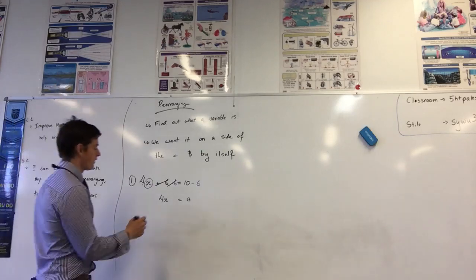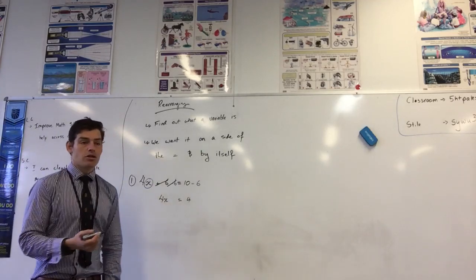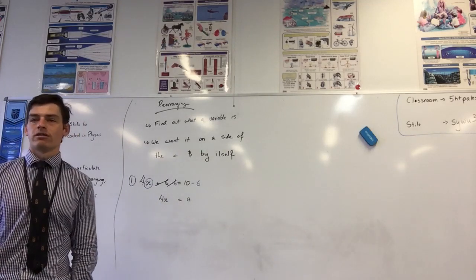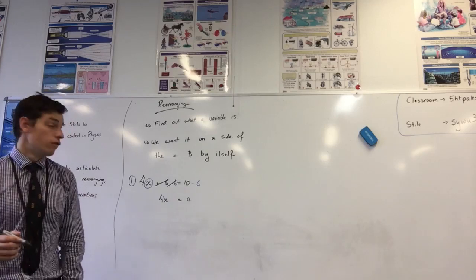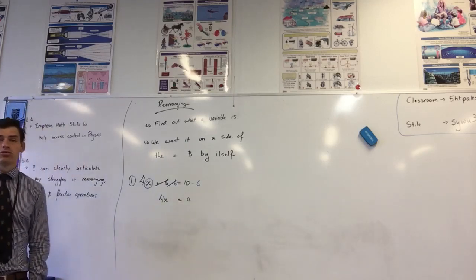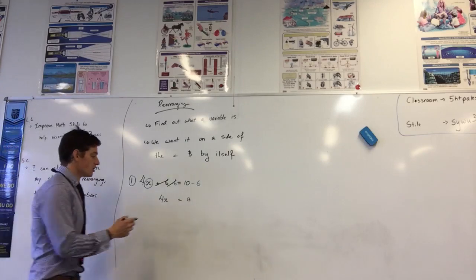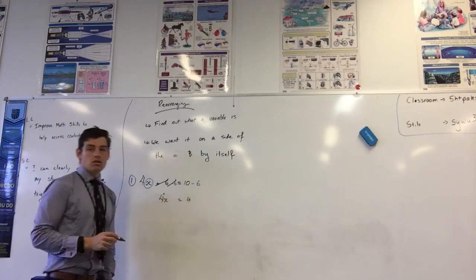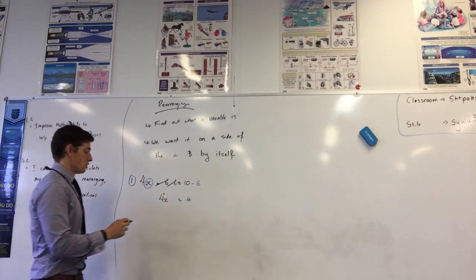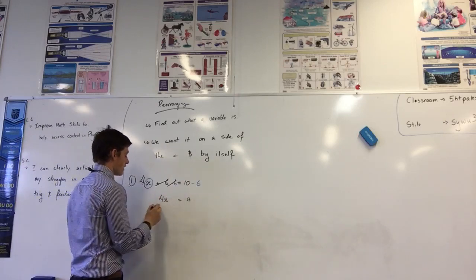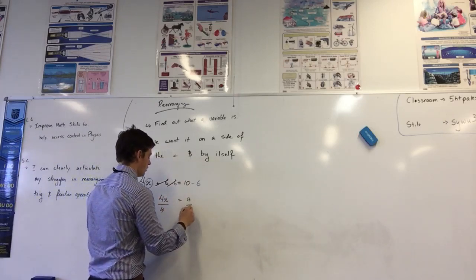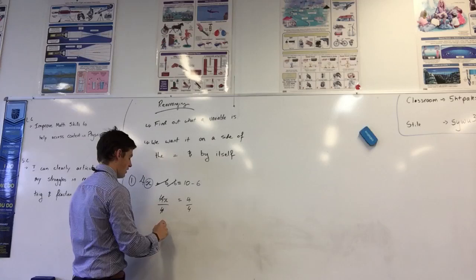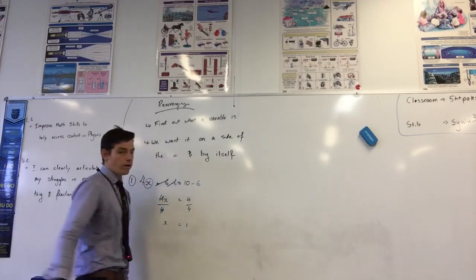There's a little hidden maths convention here, because I've just got 4x. What does 4x mean? 4 times x. Sometimes you don't know that; we just take that for granted. So that's an operation of a times. To undo a times, I divide both sides by 4. x equals 1. Very good.